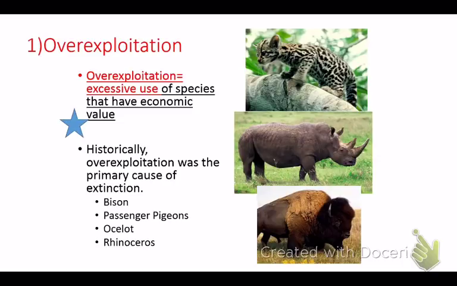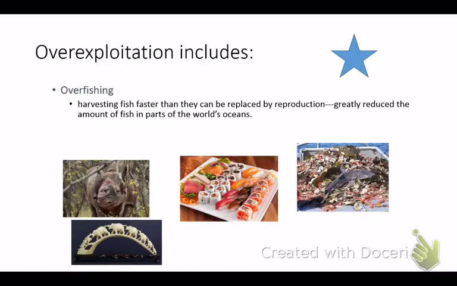Historically, we've done a lot of overexploitation. We overkilled bison. We've overkilled all sorts of different organisms. And it's usually because, you don't need to write any of this down unless you want to, but it's just extra information, we usually overexploit because humans like stuff. We like having food. We like having treasures. We like having things that make us happy. So we do things like overfish because we love sushi. And we fish so quickly and so rapidly that we don't let the populations replenish themselves quickly enough.